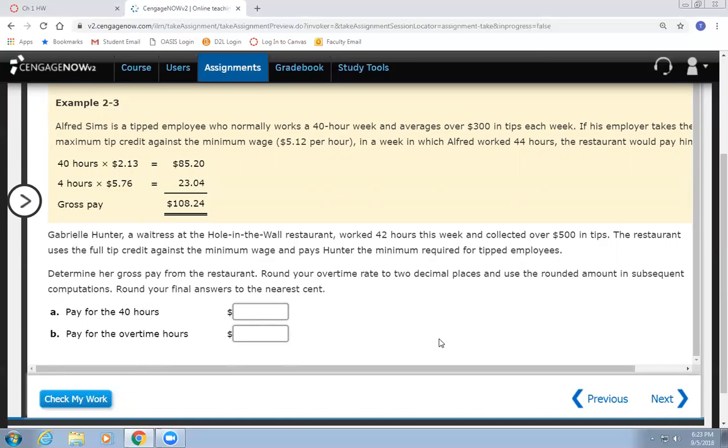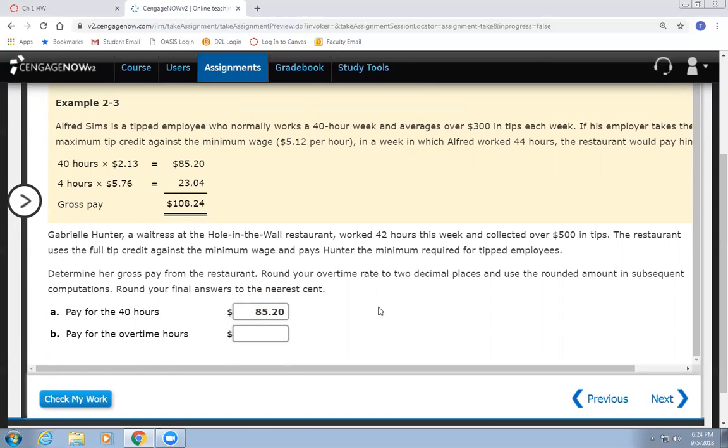The first thing it wants us to calculate is just the pay for the 40 hours. So just what they're paying her. Since they're taking the tip credit and she's earning cash tips, the pay for the 40 hours is truly the 40 hours times the $2.13, which is $85.20. We did that in the first little lecture part. So her pay for the 40 hours is truly $85.20.